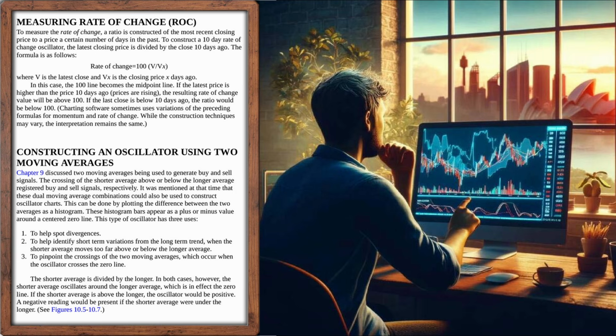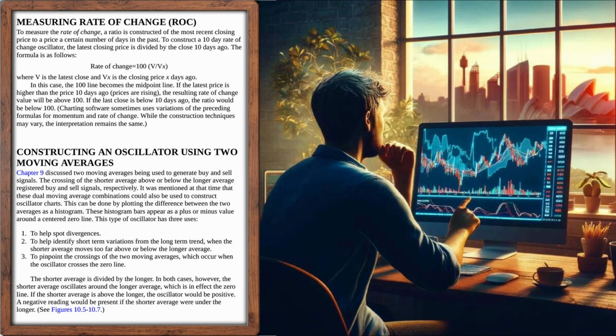If the latest price is higher than the price 10 days ago, prices are rising. The resulting rate of change value will be above 100. If the last close is below 10 days ago, the ratio would be below 100. Charting software sometimes uses variations of the preceding formulas for momentum and rate of change. While the construction techniques may vary, the interpretation remains the same.